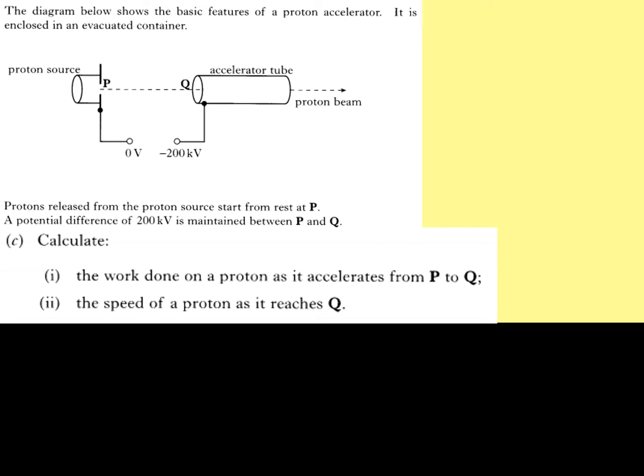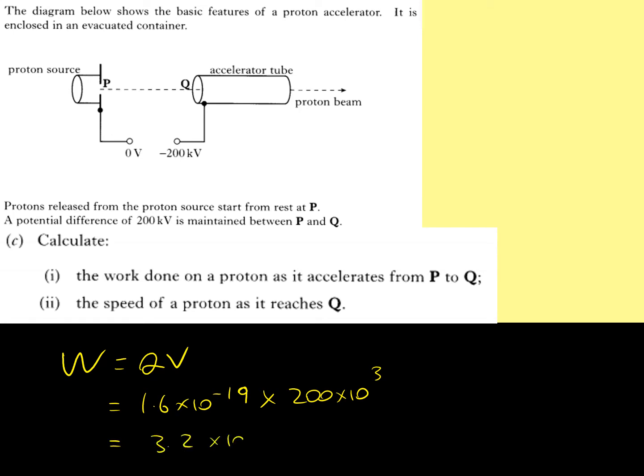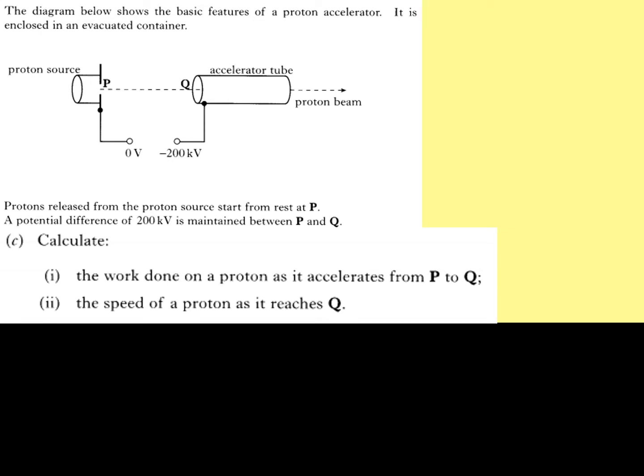Well, first of all, we have a look at the work done. So W is equal to QV, which is equal to 1.6 times 10 to the negative 19, because that's the charge on a proton, which we would get from the datasheet, multiplied by our potential, which is 200 times 10 to the 3 volts, giving us a value of 3.2 times 10 to the negative 14 joules, and that's for part 1. For part 2, we're asked to calculate the speed of the proton as it reaches Q.